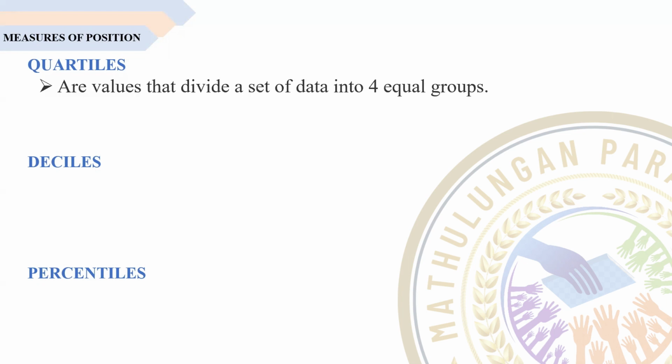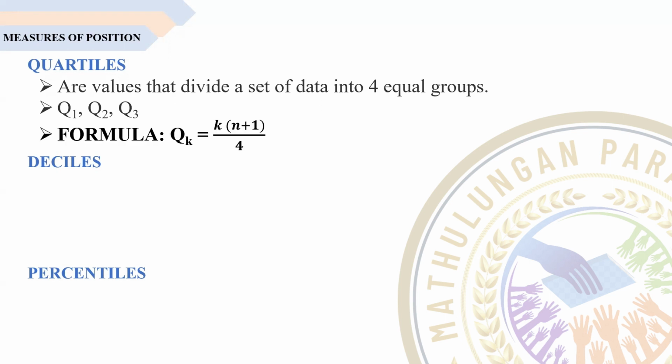When we say quartiles, quartiles are values that divide a set of data into 4 equal groups, denoted by the first quartile, second quartile, and the third quartile. So, ibig sabihin, ang quartiles po natin ay hinahati ang ating mga data sa 4. Ang formula na ginagamit natin in solving the quartiles is Q sub k is equal to k times the quantity of n plus 1 all over 4.